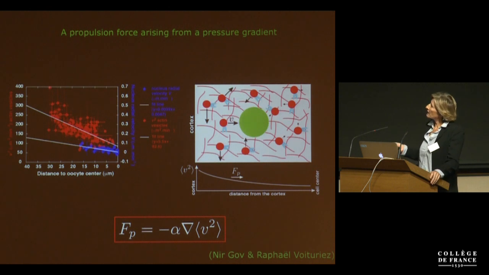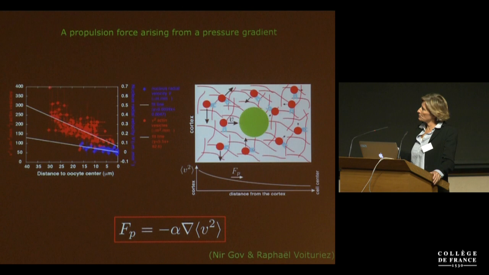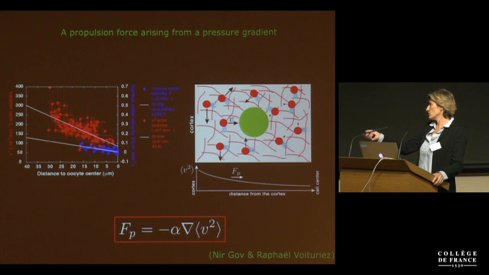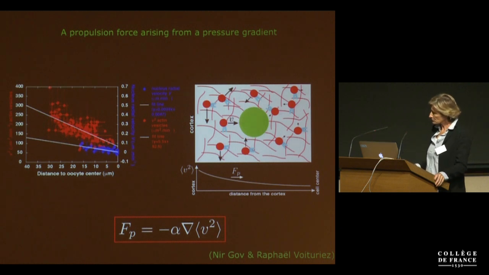And so Maria plots the squared velocity of these actin-positive vesicles as a function of the distance to the oocyte center. You can see all these dots in red. You can see that it seems that their velocity actually is highest close to the cortex compared to the center.